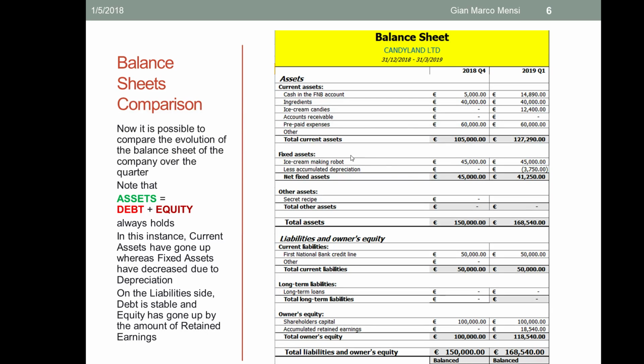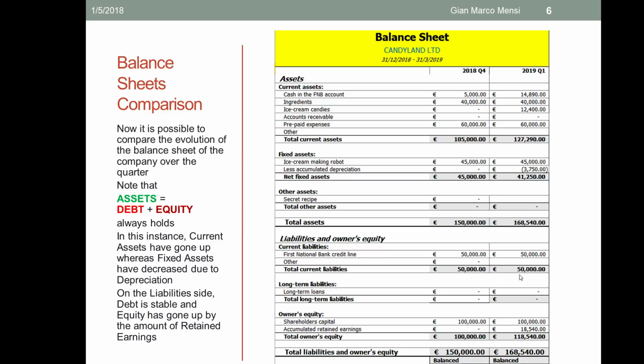Let's have a look at fixed assets instead. The robot has been used, as it has produced 100,000 ice cream candies, and we have calculated that depreciation equals 3,750 euros. So the net value of our robot, which represents the totality of our fixed assets, has gone down from 45,000 to 41,250 euros. The sum of these two macro categories gives you 168,540, which means that the total investments of our company have gone up.